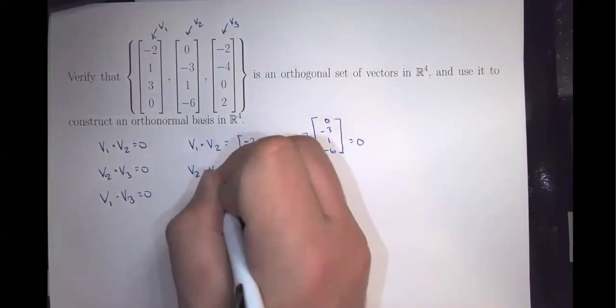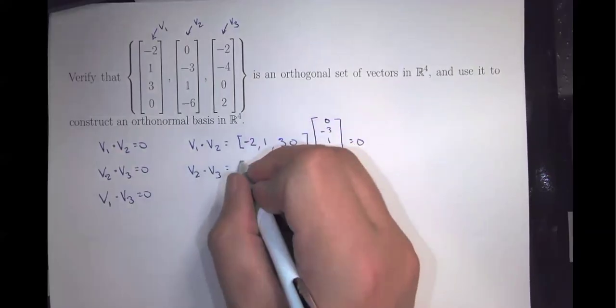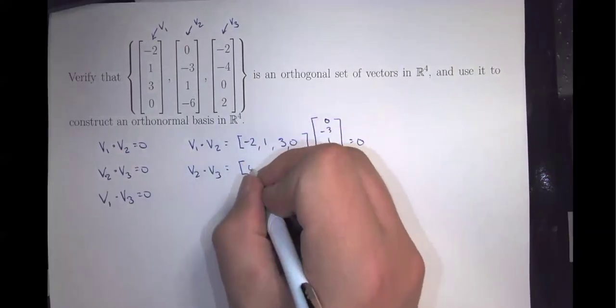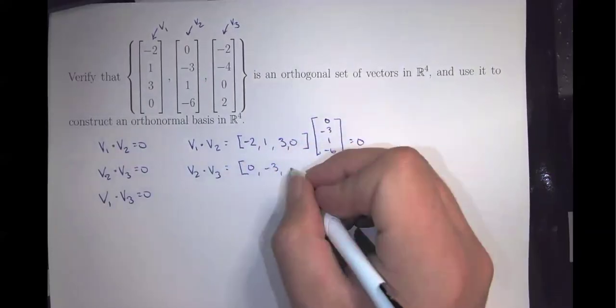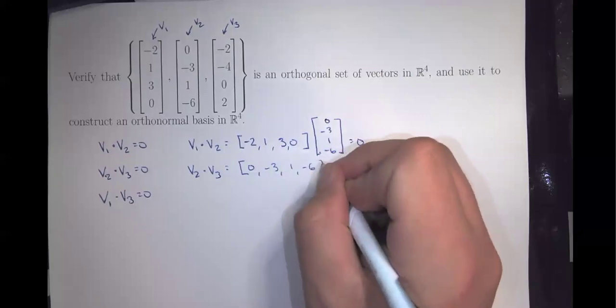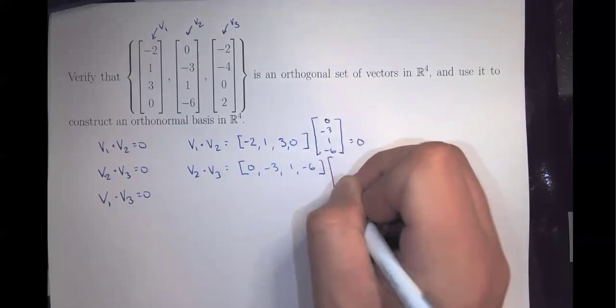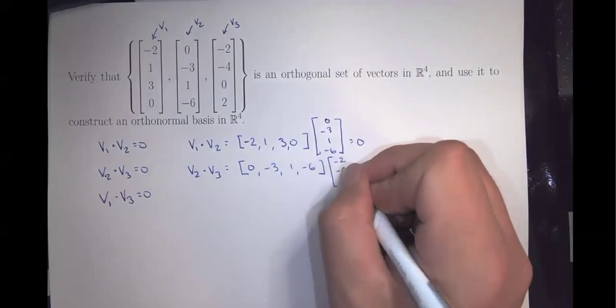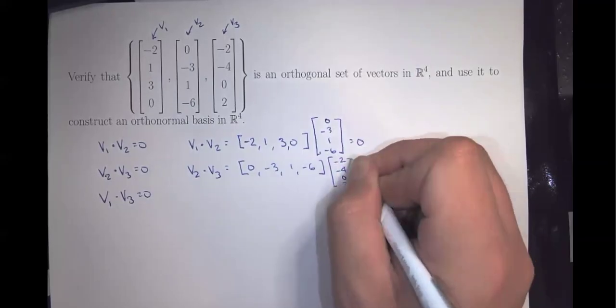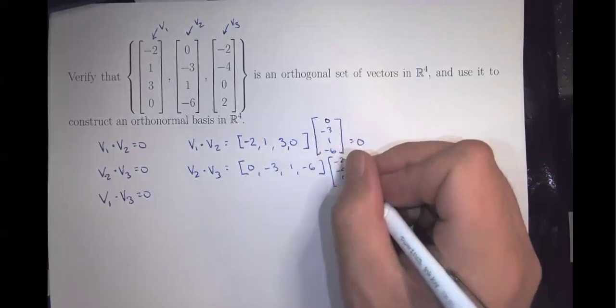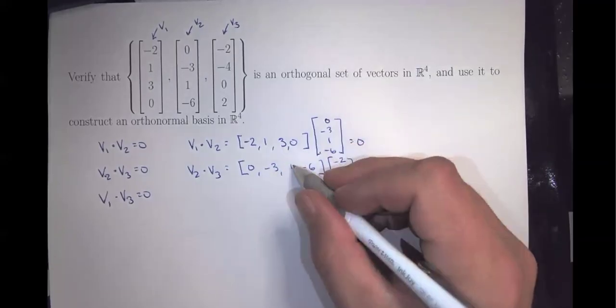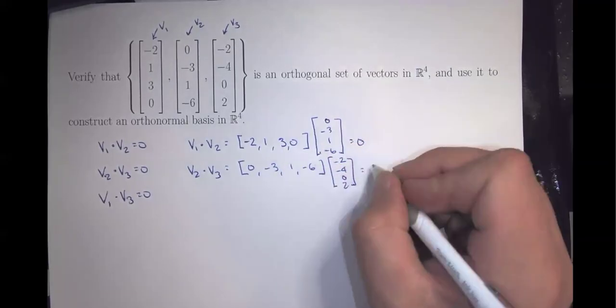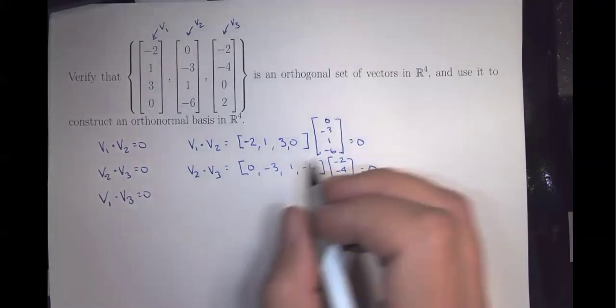v2 dotted with v3 is (0, -3, 1, 6) times (-2, -4, 0, 2). So we've got 0, 12, 0, -12. So 12 minus 12 is 0.